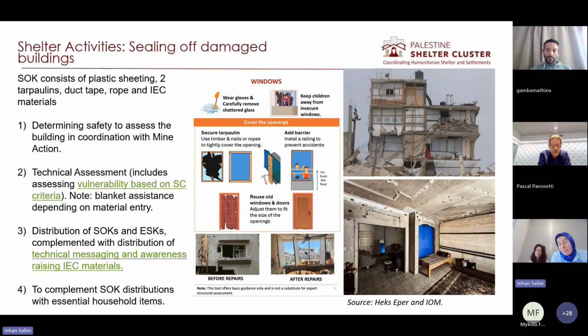Unfortunately, we have been doing this since the response started, since the war started. But you can see some examples for non-structural damage. It has been used. We have a good IEC material developed for the partners and for the beneficiary on the ground on how to seal their buildings.